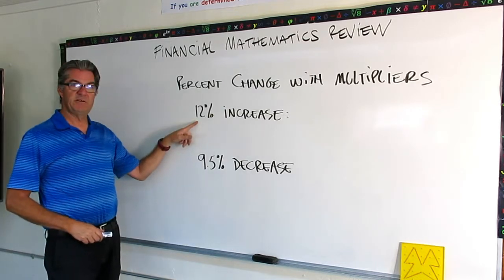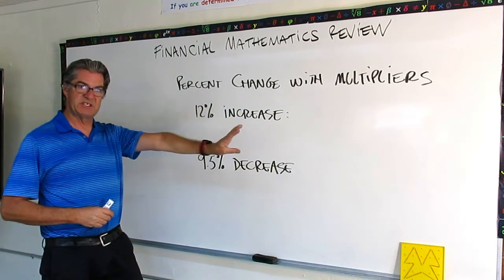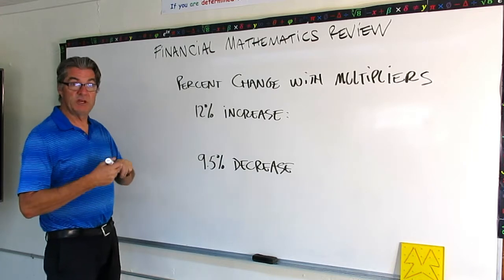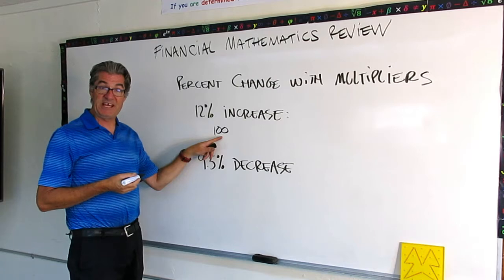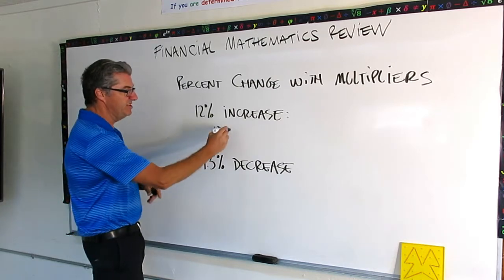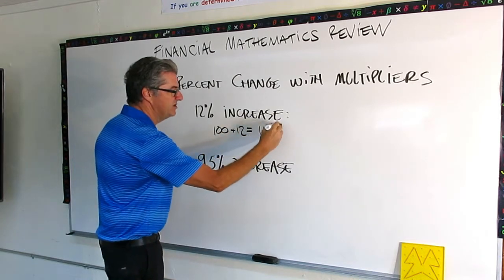A 12% increase. Now, if you remember how to do that, pause the video right now and do the steps. Okay, let's see how you did. For an increase, we always start with 100%. 100% of what the thing is, what we have now. So you always start with that. Now this is an increase, so we're going to add 12%. So that's going to be 112%.